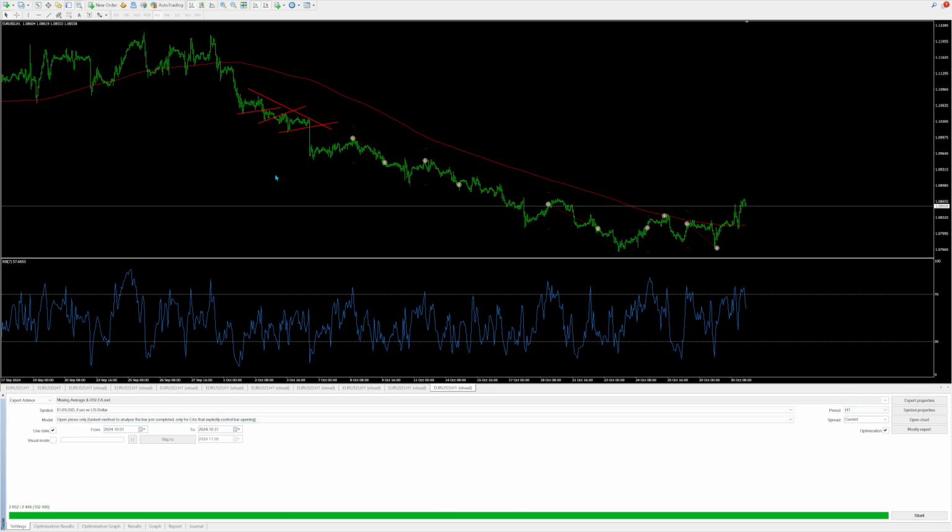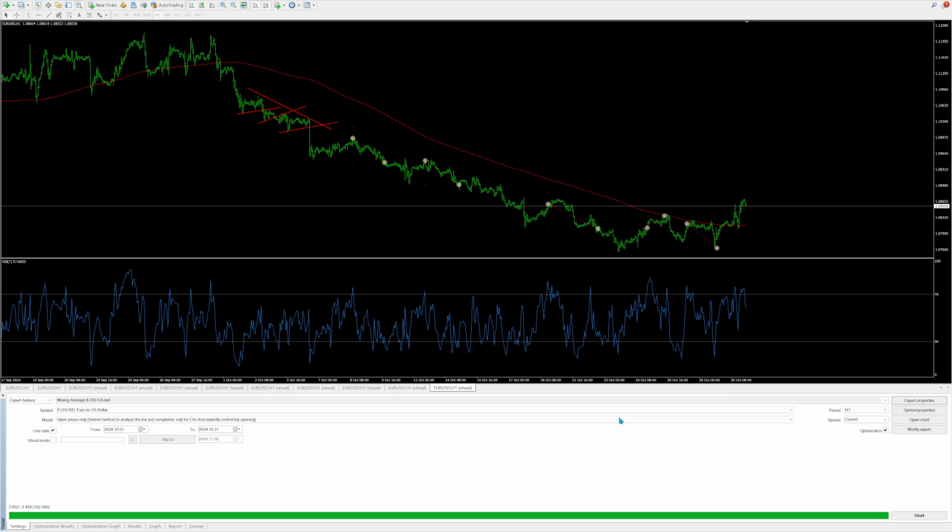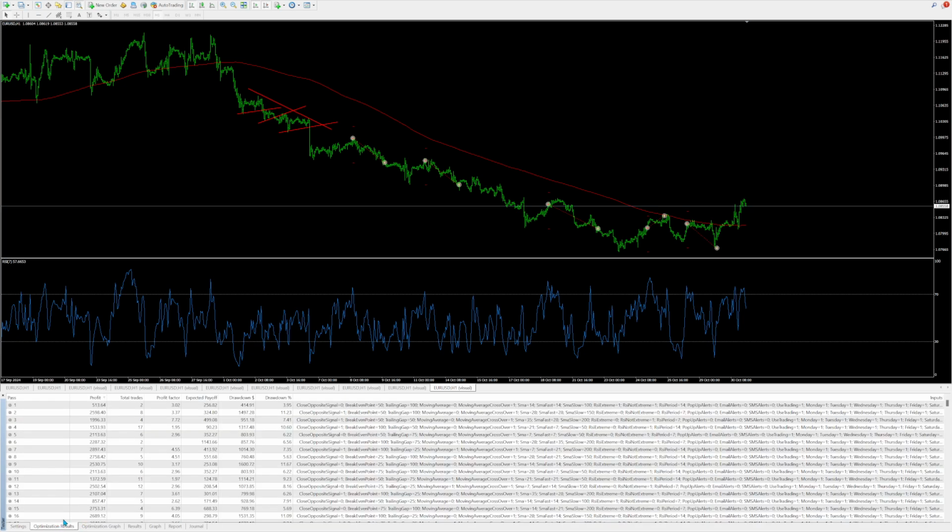One thing about optimization is if you have this genetic algorithm checked, the strategy tester will do what it thinks will produce the best results, only those combinations. Whereas if you uncheck it, it will do every single combination, which can take a long time depending how many settings you're optimizing and the speed of your computer. And you click optimization results.